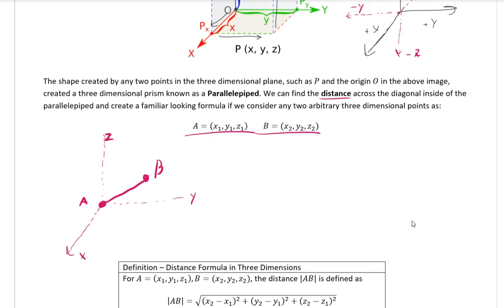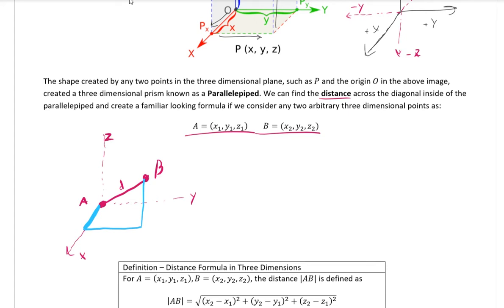If I want to find the distance between these points, I need to consider how I would get from point A to point B. Well, to do so, I would travel some distance along the x direction. Maybe I'll do that in blue. And then I'd travel some distance in the y direction. And then I'd travel vertically some distance in the z direction. That would get me up to point B.